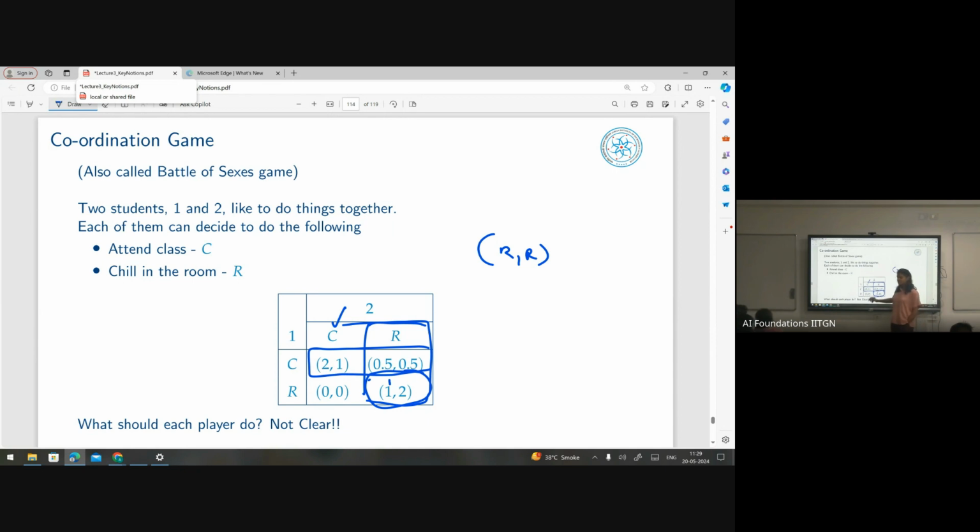Zero comma 3. Yeah, 3 is greater than 1 and 2 is greater than 0.5. So, sorry, that's not how you do it. You have to only compare the column player's strategy. So 3 is greater than 2 and 1 is greater than 0.5. So C is a dominant strategy for player 2. Player 1, you did not change the utility, so player 1 still won't have any dominant strategies. So one of them could have a dominant strategy.